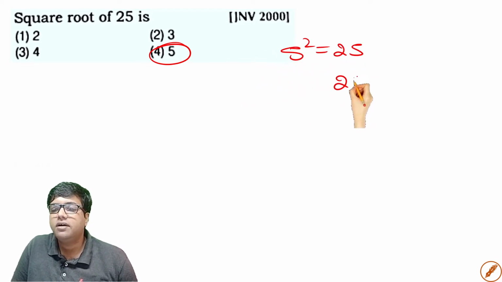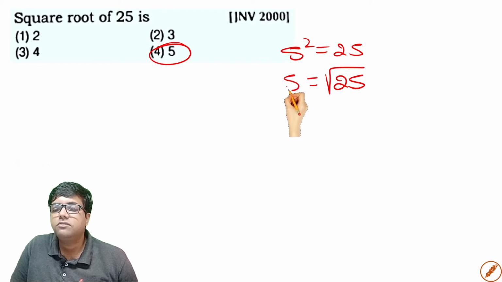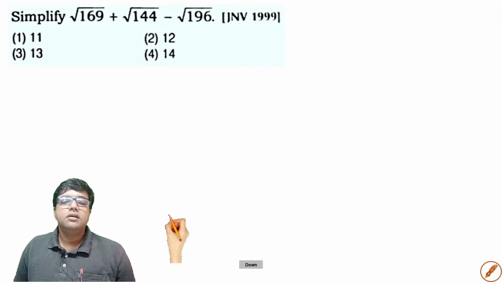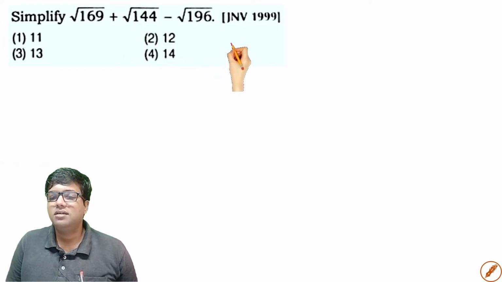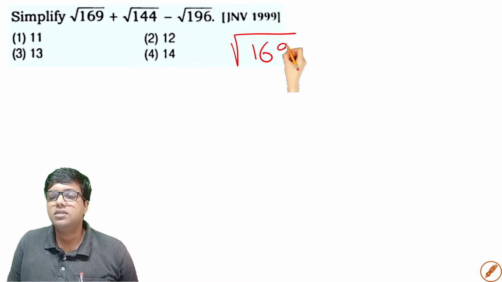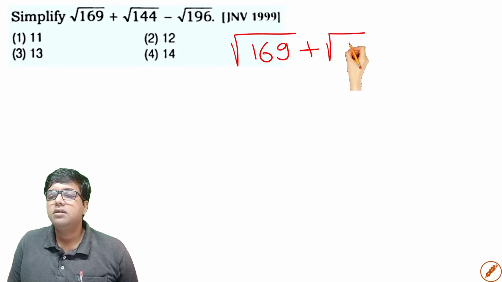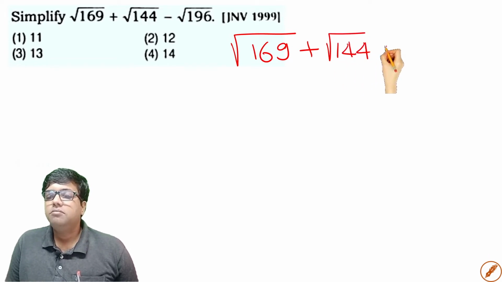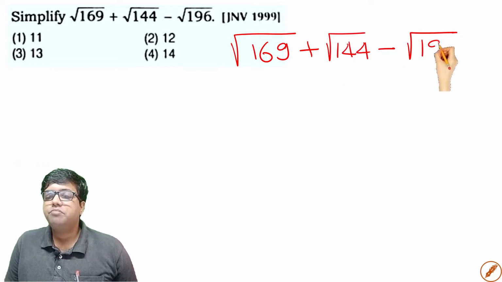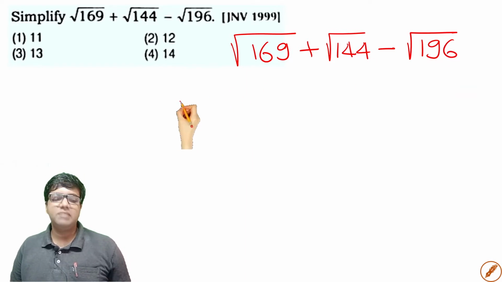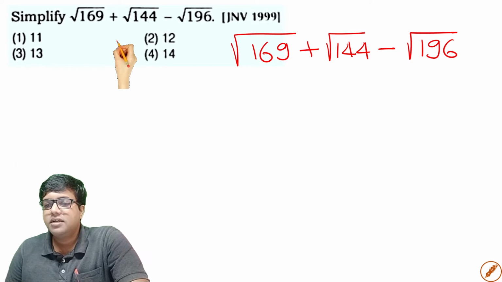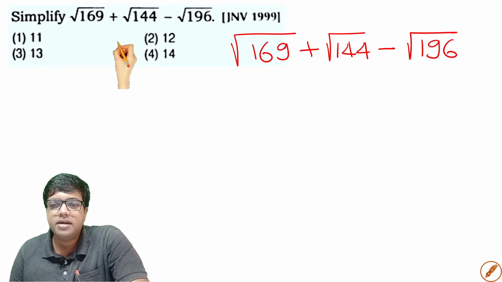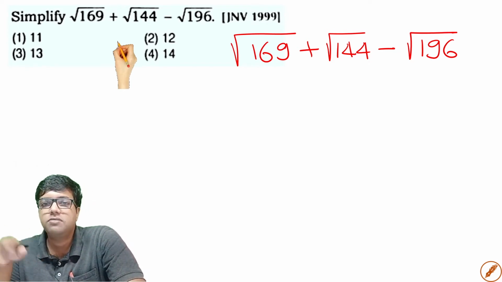So square root of 25 is equal to 5. Very simple. Simplify square root of 169 plus 3. These things can be simplified within the stipulated time only by proper memory, proper understanding of squares and square roots, and by by-hearting the squares of all the numbers from 1 to 30.